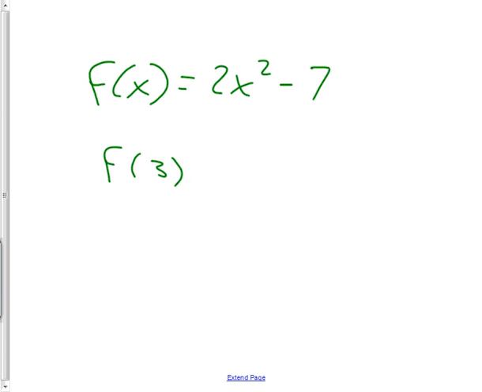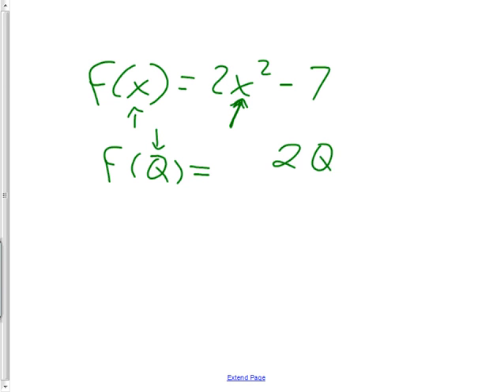If they give you f of 3, stick a 3 in for x. If they give you f of x equals 3, then you stick a 3 right here. But what the heck do you do if they say f of q? Stick a q in for x, exactly. This is the x spot. The x that you're supposed to stick in is q. So you stick a q in. F of q is 2q squared minus 7.